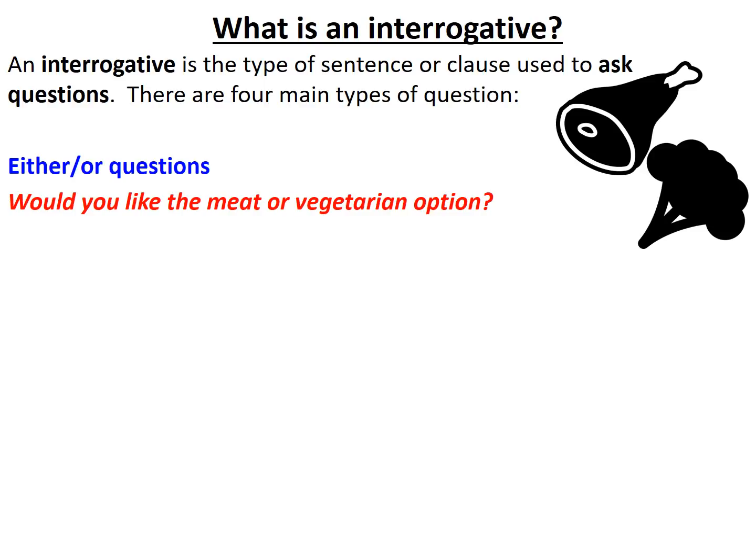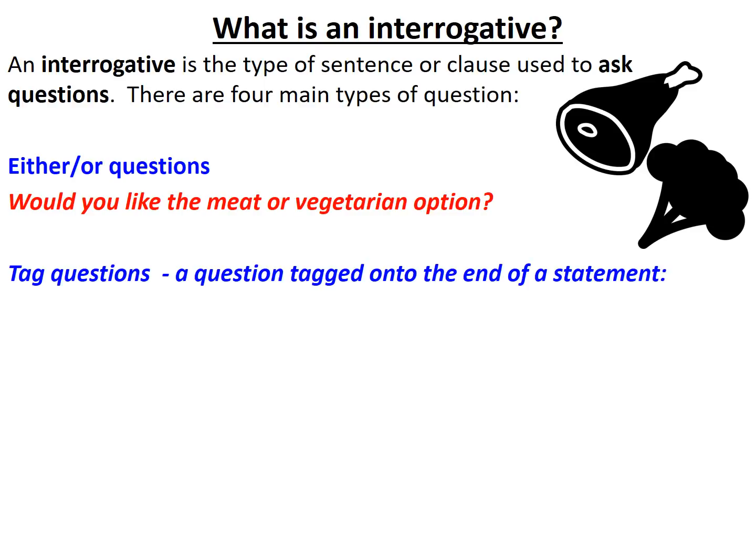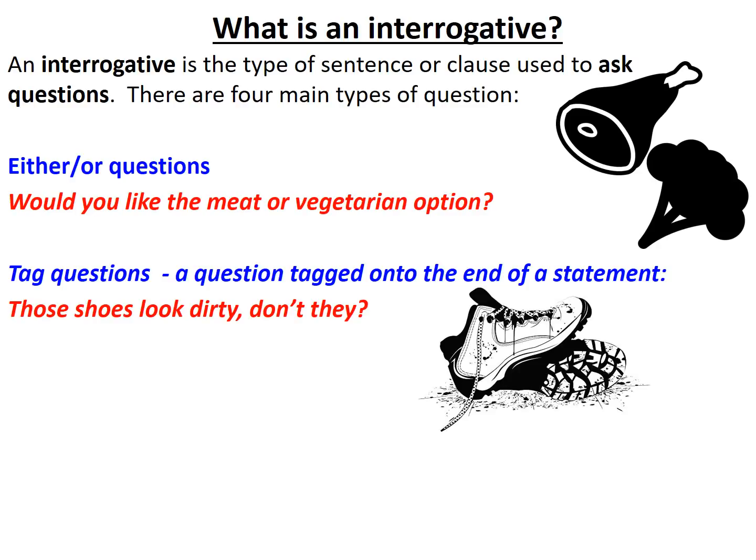The next type of question is called the tag question. It's a question that's tagged onto the end of a statement. It would be something like this. Those shoes look dirty, don't they? If we remove everything from the comma to the question mark at the end of that sentence, we're actually looking at a statement. Those shoes look dirty. It's a tag question though, because I added onto the end of the statement a question to either the reader or the listener, or the person I'm talking to. Tag questions are often used in conversation or argument pieces to persuade someone to follow your view or respond in thought.